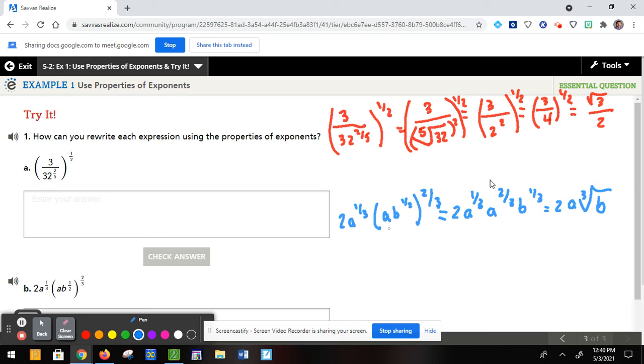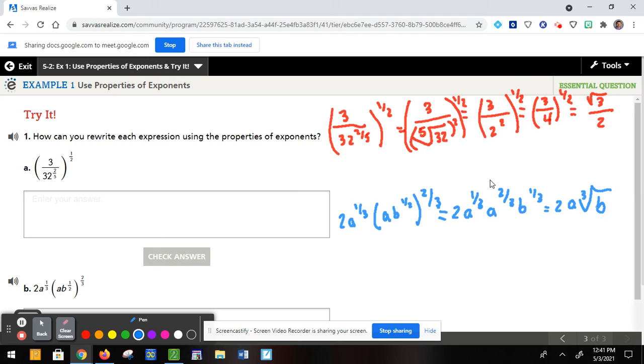For part B, there's nothing to simplify inside the parentheses like you had in the previous part A. So I just applied the power to power property. 2/3 gets multiplied to a, and that 2/3 gets multiplied to b to the 1/2. So now you've got 2 times a to the 1/3 times a to the 2/3 times b to the 1/3. For the a's, they're like bases, you add the exponents. 1/3 plus 2/3 is 1.